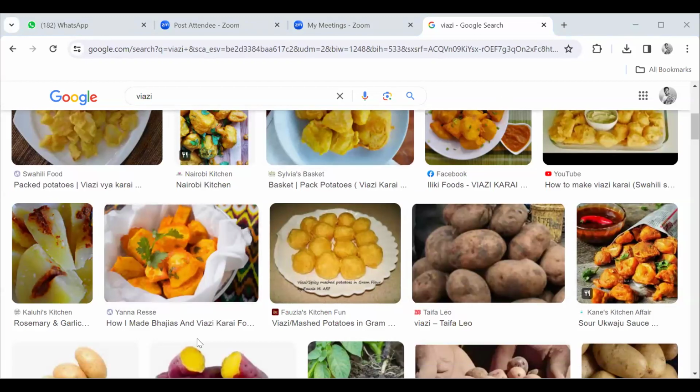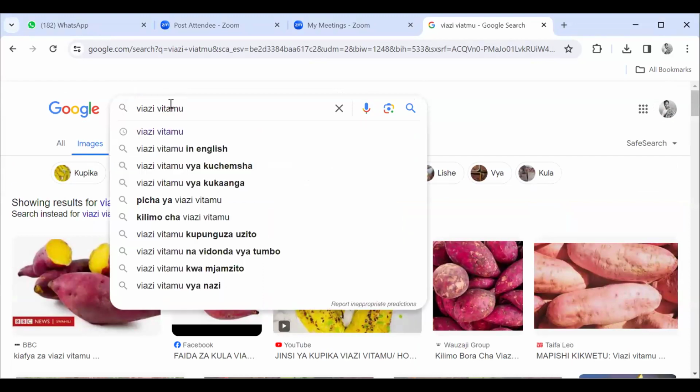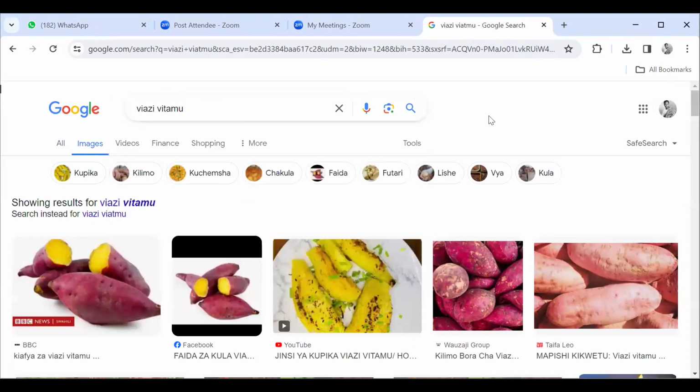So the word viazi is potato, which is this one we see here. But viazi vitamu is the sweet potato, the one which I showed you. They're all potatoes, but the other one is a sweet potato, and this one is just a potato. Viazi vitamu. Yes, vitamu. This is now sweet potato. So we go to the market, we can ask for viazi vitamu. Viazi. Okay. Viazi vitamu.